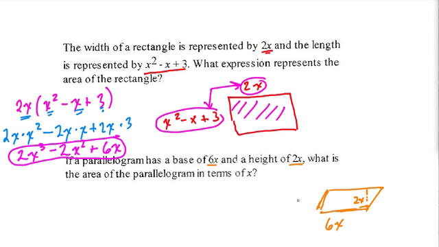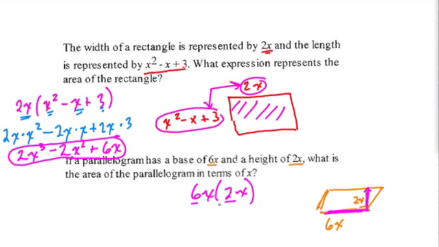How do we find the area of this? Well, for a parallelogram, and we're not going to get too much into why here, but basically it's base times height, right? That's how you find the area of a parallelogram. So it's 6x times 2x, and that's it, really.